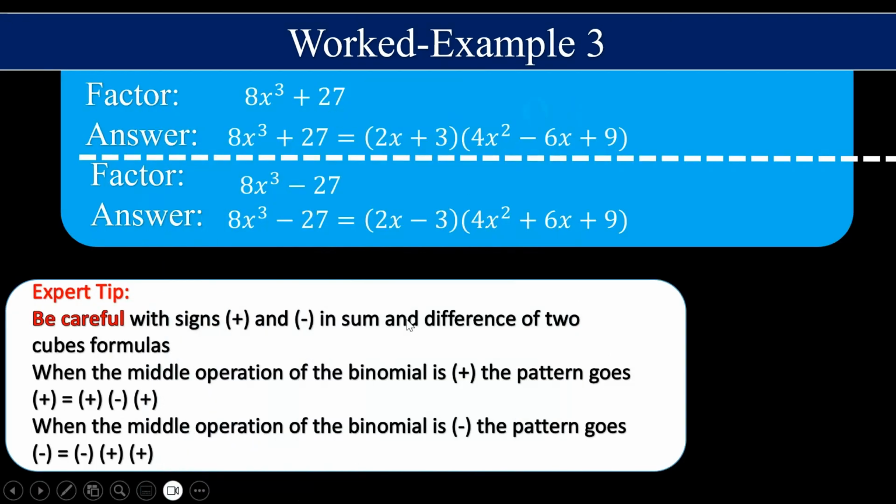Okay, welcome to work example number 3. The purpose of work example number 3 is for you to differentiate or look at the given, in the context wherein they have the same numbers, like 8x cubed plus 27 or 8x cubed minus 27. The only difference between them is the sign. The sign is the easiest place to make an error. I am encouraging you to be very vigilant. So, expert tip here: be careful with signs.